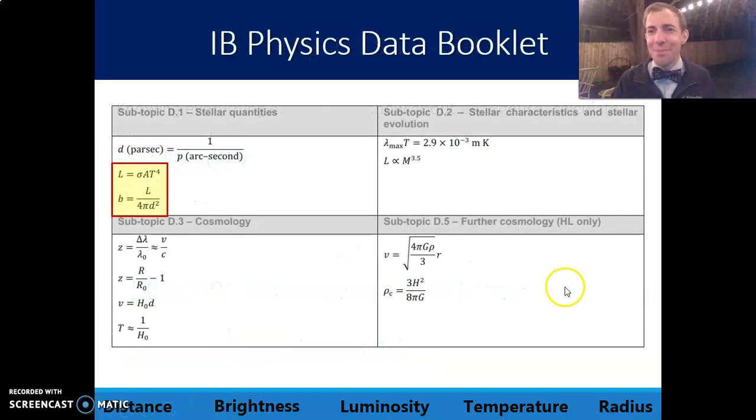You will find in your data booklet that you are given these equations, so you don't have to worry too much about memorizing them. The biggest thing that you need to factor in is that you need to know when to use them.